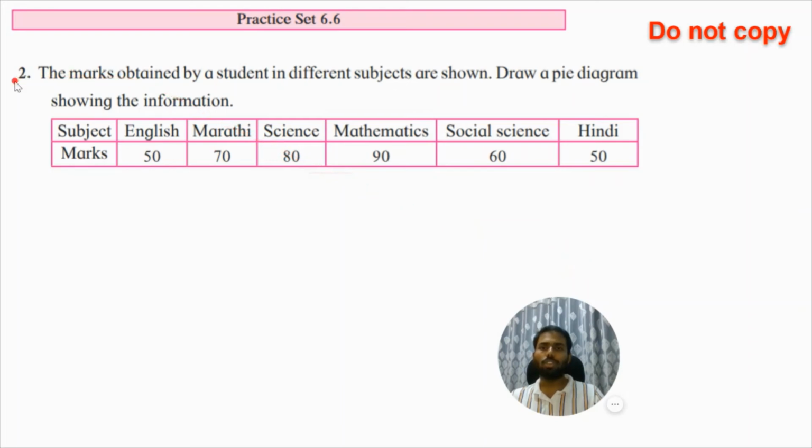So the second sum reads, the marks obtained by a student in different subjects are shown. Draw a pie diagram showing the information. एक स्टूडेंट को एग्जाम में कितने मार्क्स मिले हैं उसका ये टेबल इंफॉर्मेशन दे रहा है. So the student has scored 50 marks in English, 70 marks in Marathi, 80 marks in science, 90 marks in mathematics, and so on. So in marks इस डेटा को रिप्रेजेंट करते हुए we have to draw a pie diagram. Now you all are going to solve, and in between you will check whether you are solving it correctly or not.